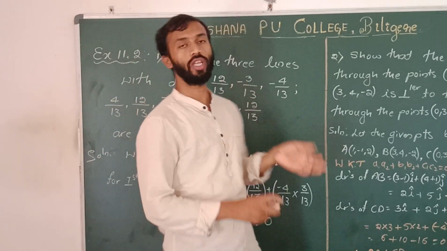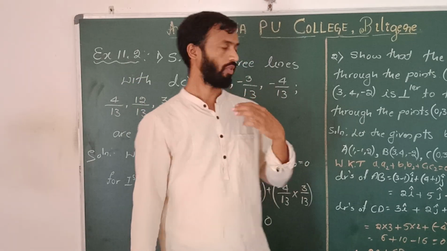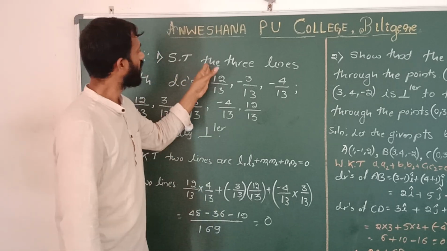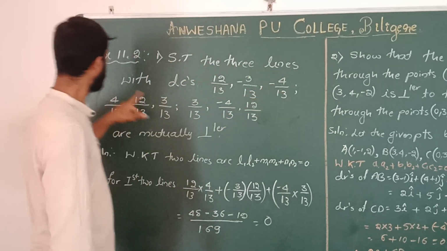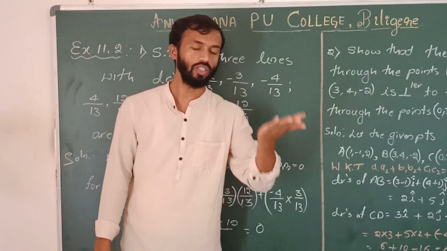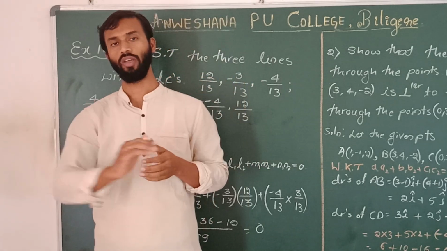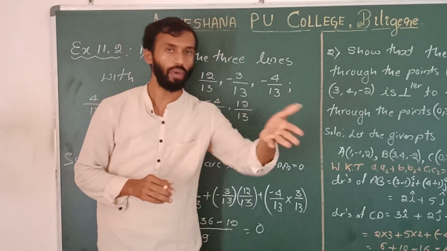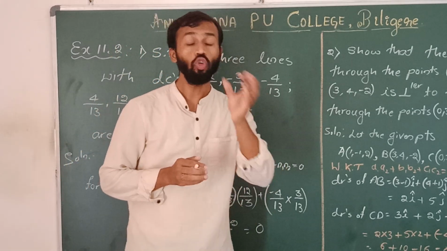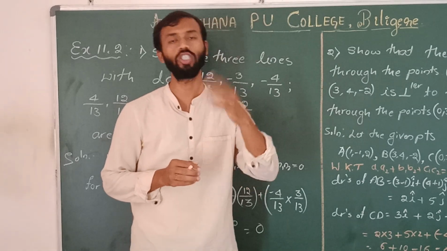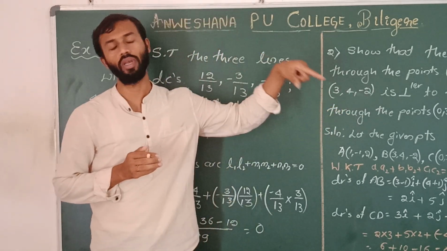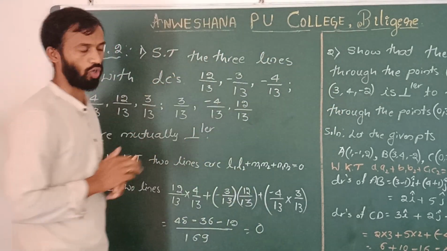Dear students, let's now move to exercise 11.2. In this exercise, the first question is like this: show that the three lines, they have given the three lines with the direction cosines. Please keep in mind, they may give you the direction cosines of the line, or they may give you the direction ratios of the line. Here they may ask you to prove that the lines are perpendicular to each other, or they may ask you to prove that they are parallel to each other. So whatever it is, you must know the condition for perpendicularity or the condition for parallel lines, whether the given two lines have direction cosines or direction ratios. Okay, so now let us continue.